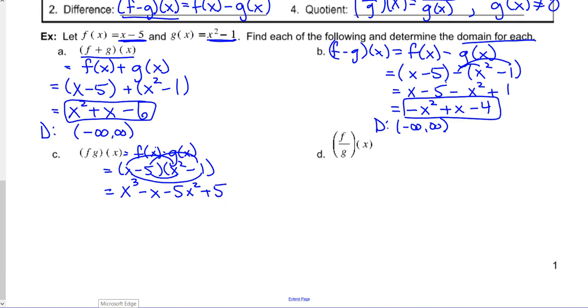And so this is kind of out of order. If we want to write it in our descending order, we can as x cubed minus 5x squared minus x plus 5. But that will work as well.